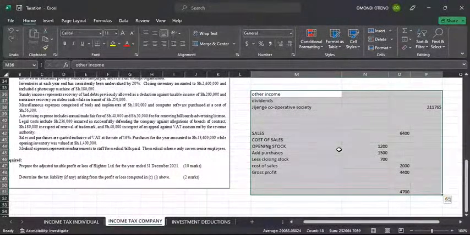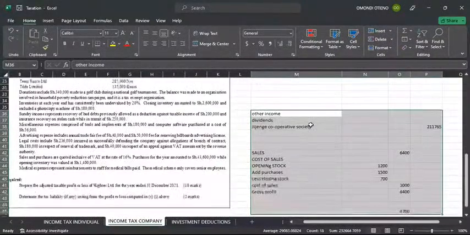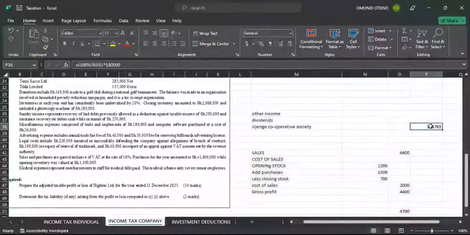That is what we have actually done. Check this one. It is 100% divided by 85% multiply by 180,000.